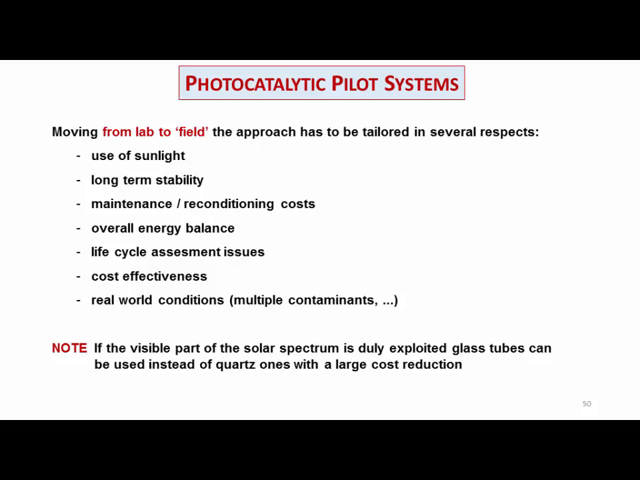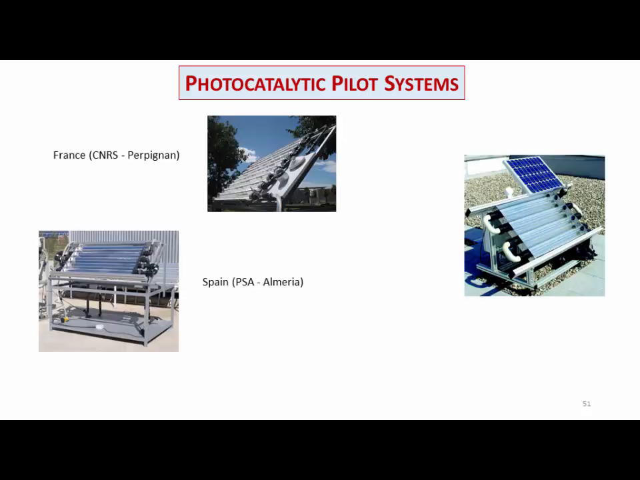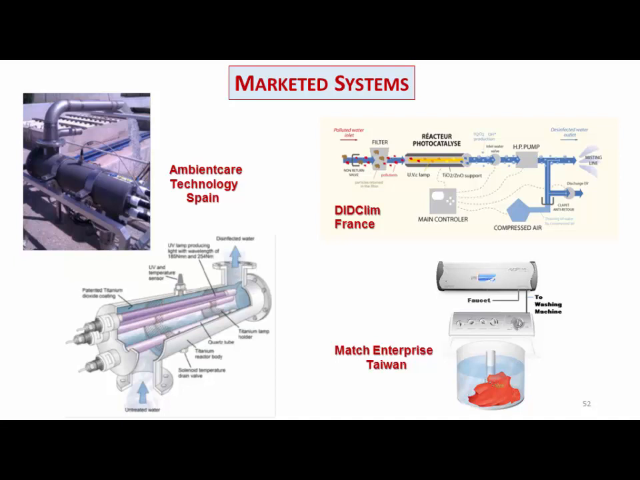And that's what I said before. It's critical if you are able to use the non-UV part of the solar spectrum, because you save a lot of money on getting glass. These are some photocatalytic pilot systems that are around, in France, and I think this one is in Japan, at least the position, not sure. There are some marketed systems in Spain, in France, and this is for water. And there is an enterprise in Taiwan, if you are looking for a washing machine that does not use hot water or any additional heating power, they have produced one. I have never tried it, but I know it's on the market. So there is already photocatalysis coming to the market, at least for some specific treatment, mainly water treatment.